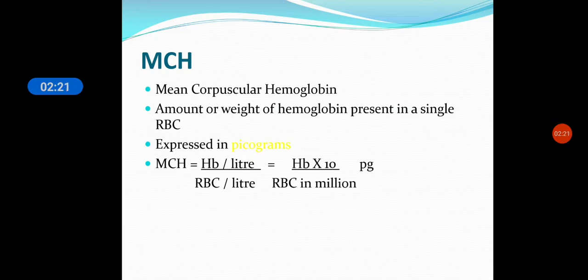So here also you require hemoglobin and RBCs. How will you calculate MCH? It is with the help of a formula: hemoglobin divided by RBCs, into 10. What was MCV? MCV was PCV divided by RBCs. So MCH is hemoglobin. You are detecting the hemoglobin, right? So hemoglobin divided by the RBCs into 10, and it is expressed as picogram.